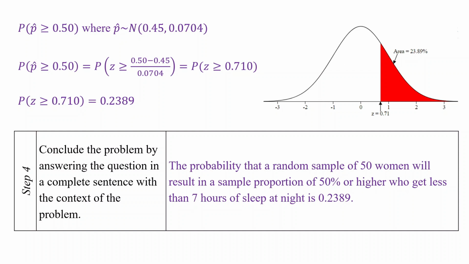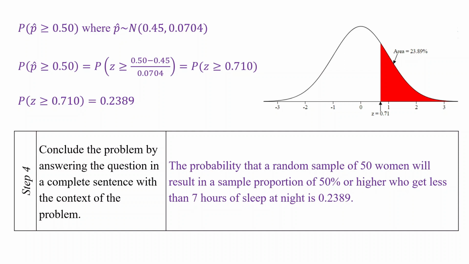There are different ways you can write it. It doesn't have to be exactly that, but you want to put the context to it, right? You want to say, hey, the probability that our random sample of women who get less than 7 hours of sleep at night, the probability that we have that sample proportion of 50% or higher, 0.2389, okay? 0.2389. And that's it, okay?